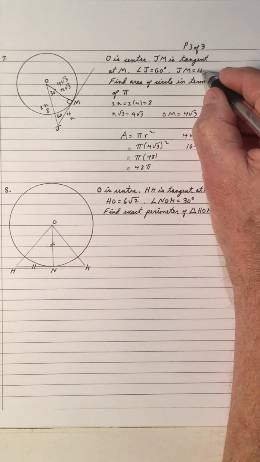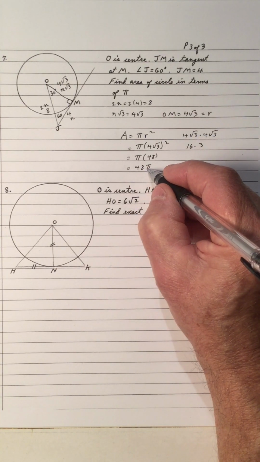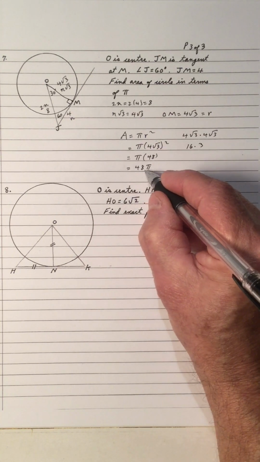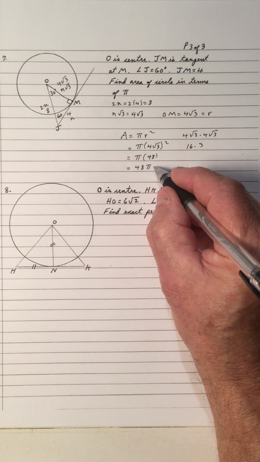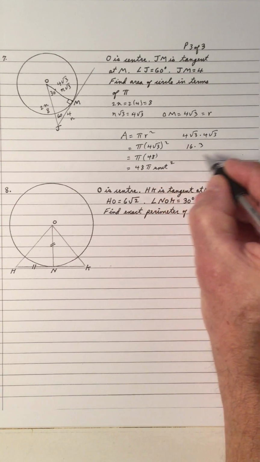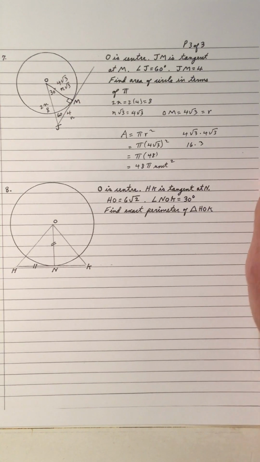So if this unit is centimeters, this is 48 pi square centimeters. If this unit is in inches, this is 48 pi square inches. So whatever the unit is, it's being squared because it's the area.